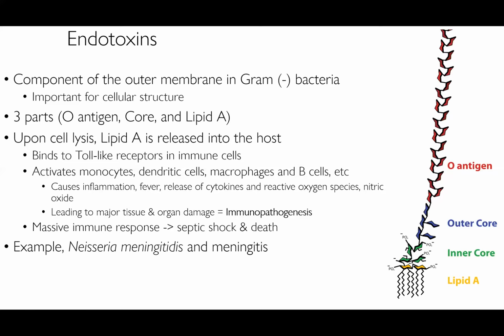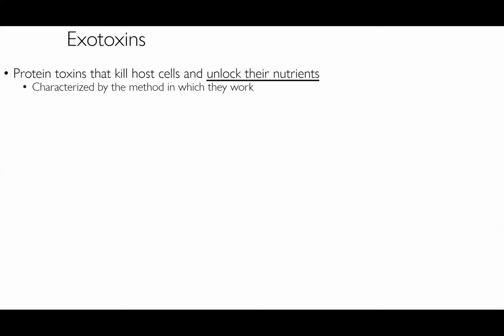But ultimately, these lipopolysaccharides cause pretty systemic damage as well as local damage. When we think about fever being produced, it's a systemic thing, and inflammation can be both local and systemic. In contrast, we have exotoxins, and these are things that directly kill the host cells to unlock the nutrients. Basically, these bacteria are inside you to kill your cells and eat your cells because your cells are tasty to them.